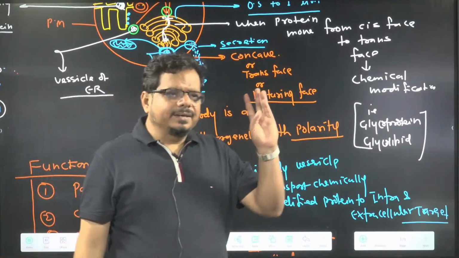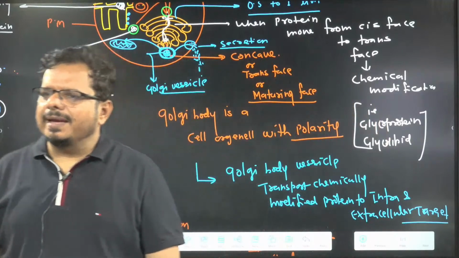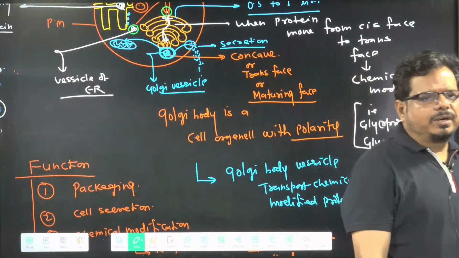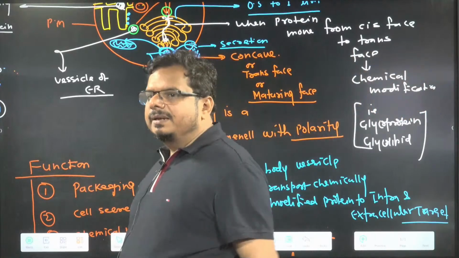So how is it doing packaging, secretion and chemical modification, did everything come in the mind or not? And that is all about which cell organelle? Golgi body. I hope you understand it. So you have seen the coordinated function, na?